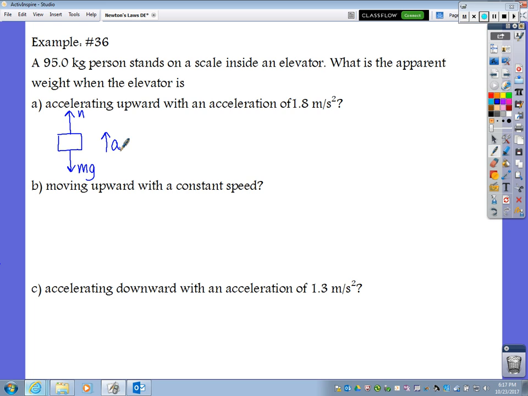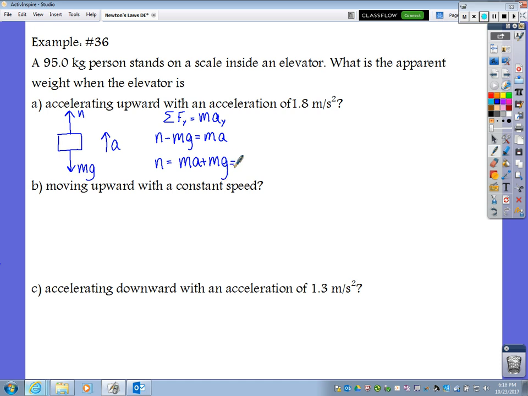The weight of the person doesn't change. The weight of the person is constant. But the normal force, the amount of force pushing him up, can change. And that is equal to the apparent weight or the scale reading as he's going upward. So if I say the net force in y equals m times acceleration in y, I have normal force minus mg equals ma. So the normal force equals ma plus mg.